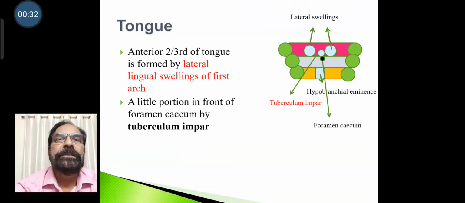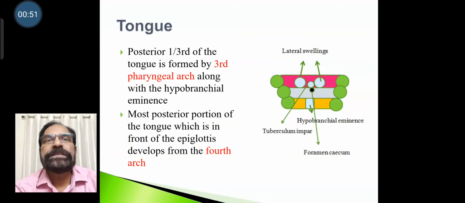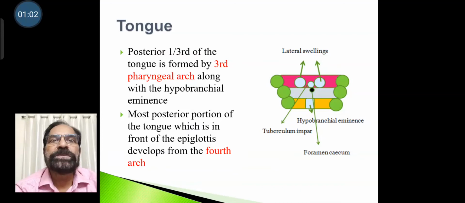As you can see in the picture, anterior 2/3 of tongue is formed by lateral lingual swellings of first arch. A little portion in front of foramen cecum develops from tuberculum impar. Posterior 1/3 of tongue is formed by third pharyngeal arch along with hypobranchial eminence. Most posterior portion of tongue, which is just in front of the epiglottis, develops from the fourth arch. So these you can see in the figure given.